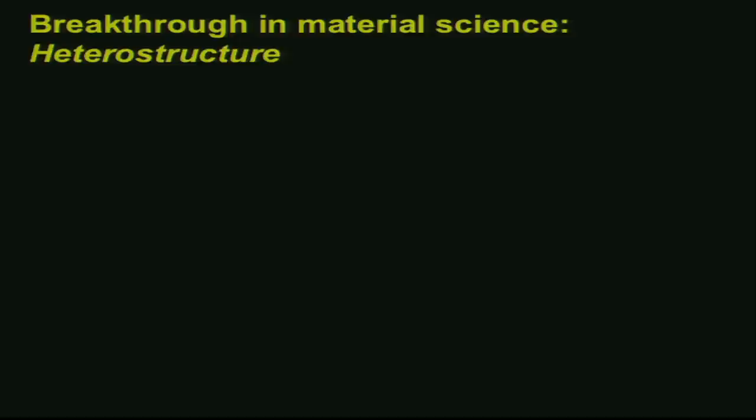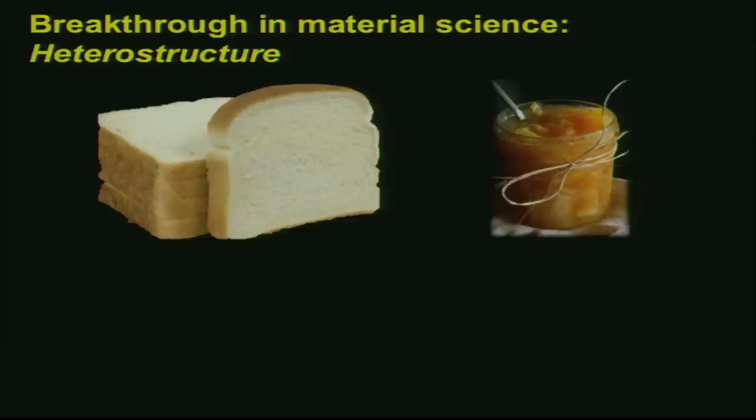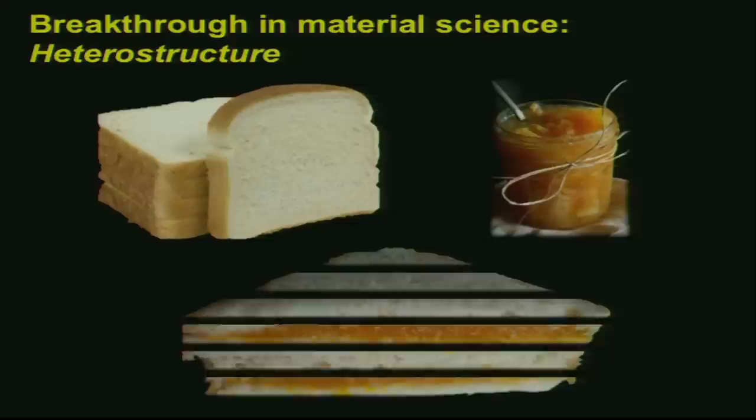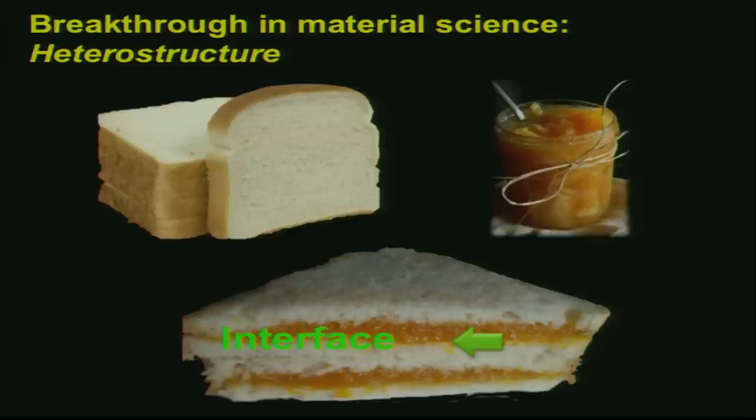Heterostructure is basically a very simple concept. Here is a sandwich and jam. You must be hungry at this time, so we have to go soon. If you eat white bread and jam separately, back and forth like that, you can taste the white bread and jam very clearly. However, people don't like to eat like that. People want to eat it like this, because when you make a sandwich, the taste is increased.